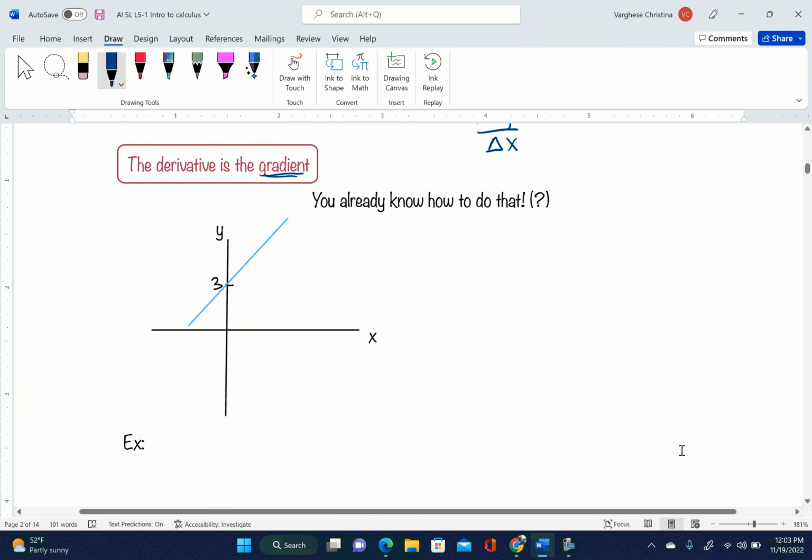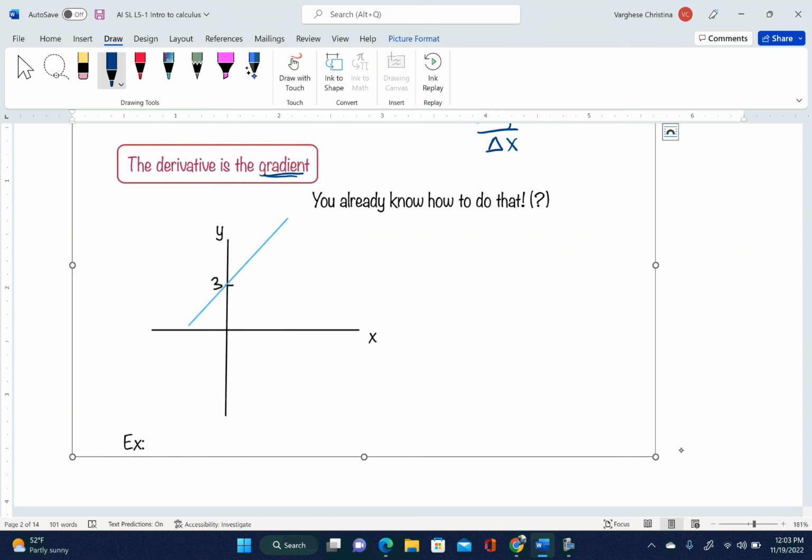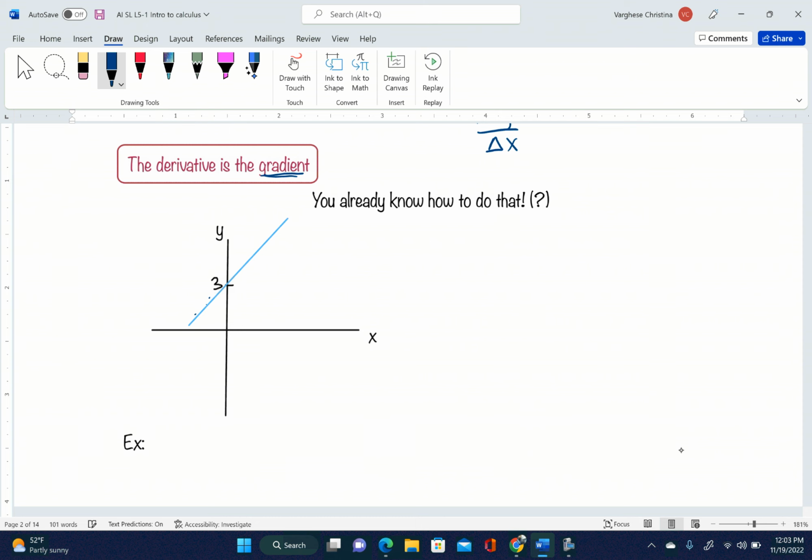So for example, if you have this line right here, we can see that our slope is positive because we are walking up a hill. So let's just say you have a line like y is equal to 2x plus 3, right? Our gradient or our slope is 2. So that means that for every 2 points you go up, you go 1 over.